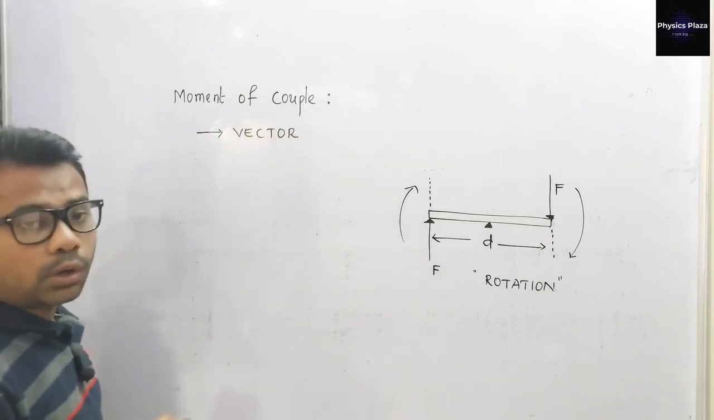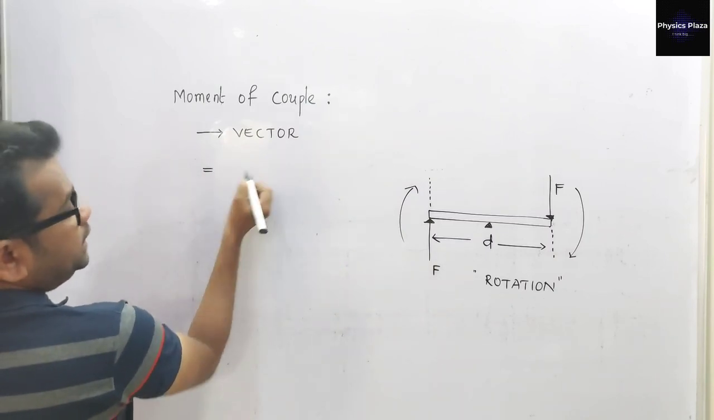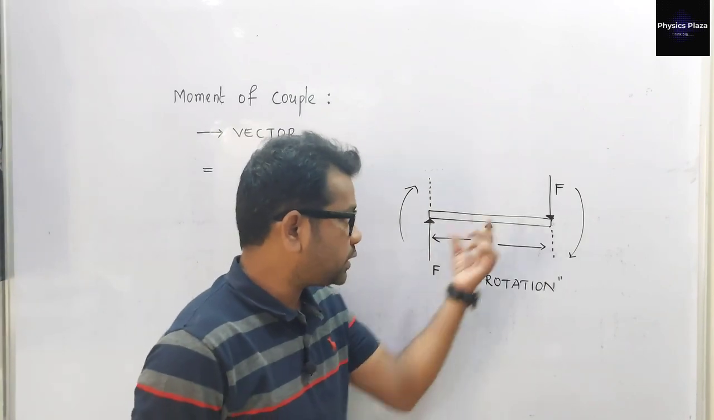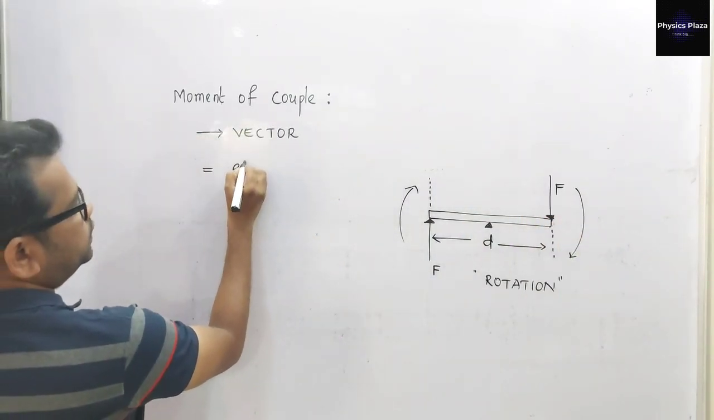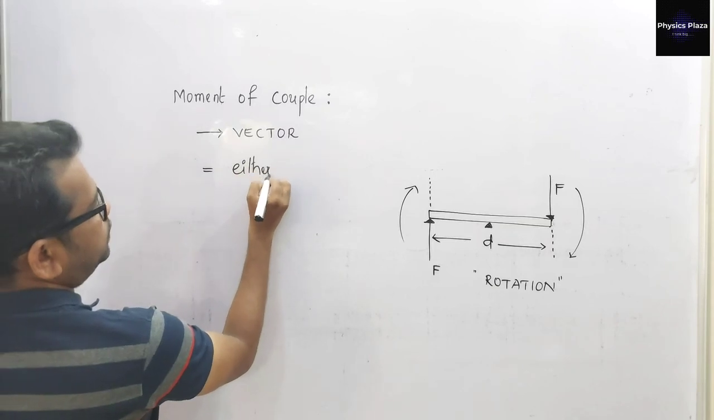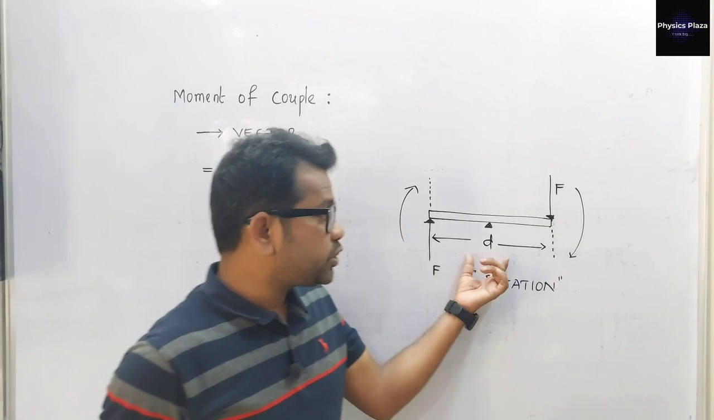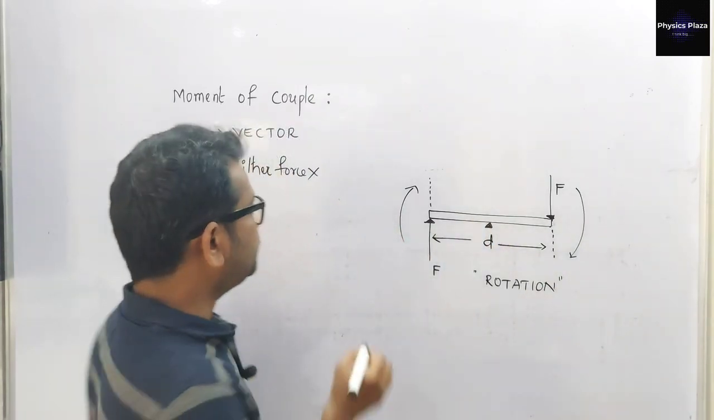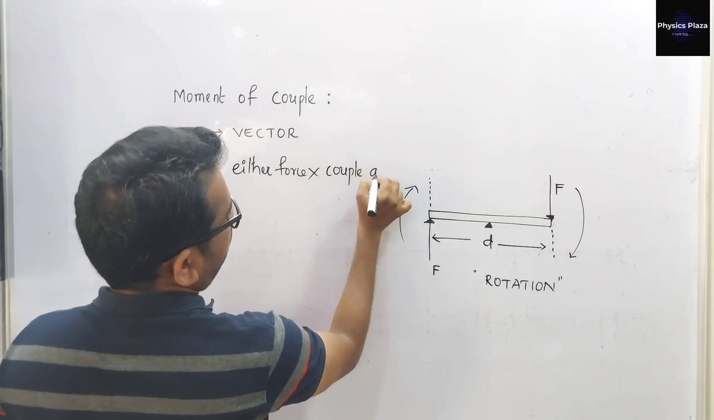Vector quantity. So how to calculate moment of couple? It can be calculated using either of the forces, children. Either you can take this force or this force. Moment of couple is equal to either of the forces into this D. This D is called what, children? Couple arm. It's very important, children.